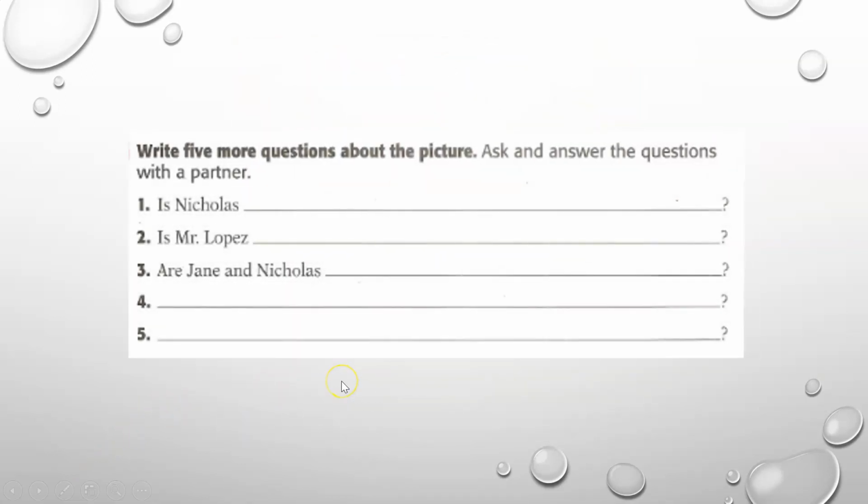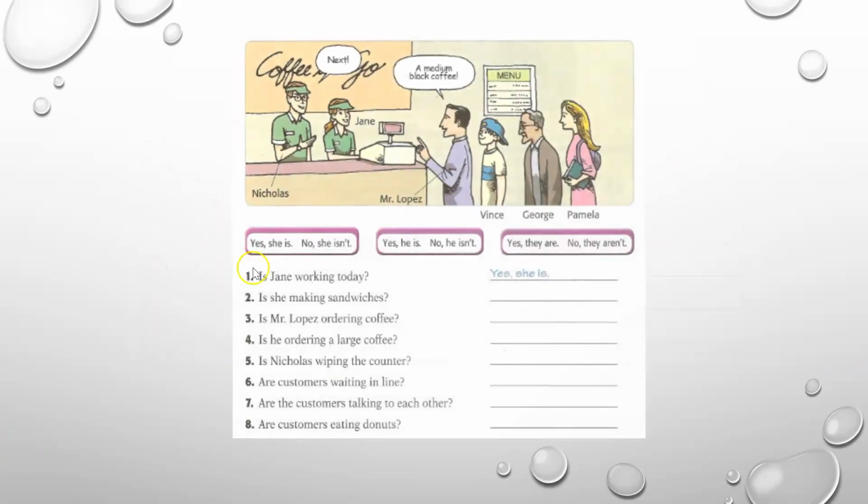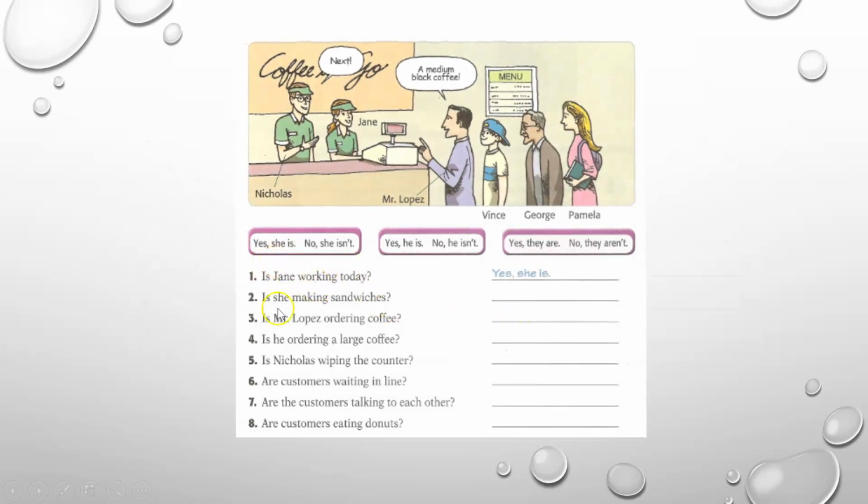Okay. All right. Just as an extension, I wanted to look at the picture in the previous slide and write a couple more questions. Actually, they want you to write 5 more questions about the picture. Okay, use the present continuous tense. You can go back to the previous slide and look at the examples one more time, okay? And try to make some questions that we don't have here, okay?